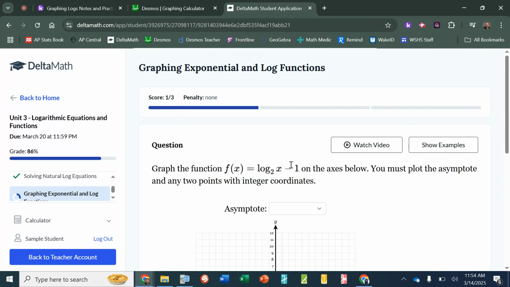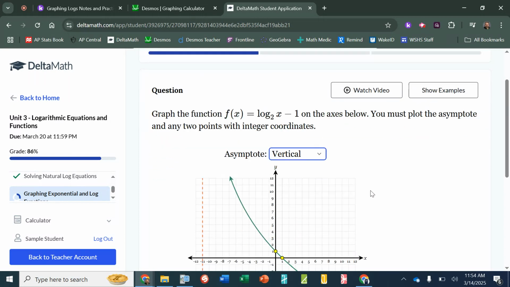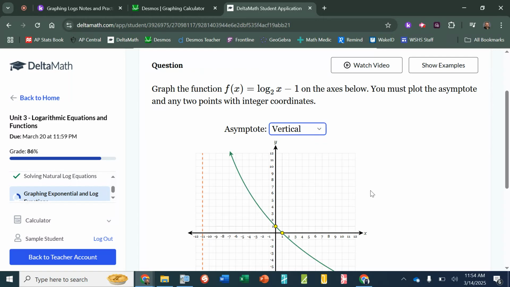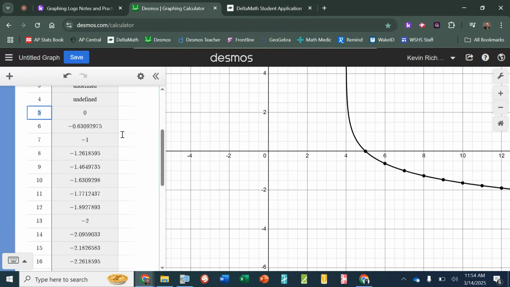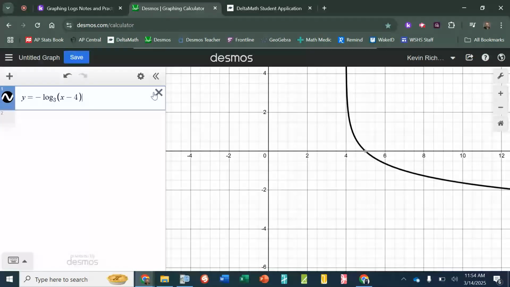Next problem. I've got log base 2 of x minus 1. It is going to have a vertical asymptote, and for this one I know its vertical asymptote is going to be at x equals 0. So I'm going to put it right there on the y-axis. I believe my x-intercept is still going to be, oh, it might not be. Let's not guess. Let's graph it.